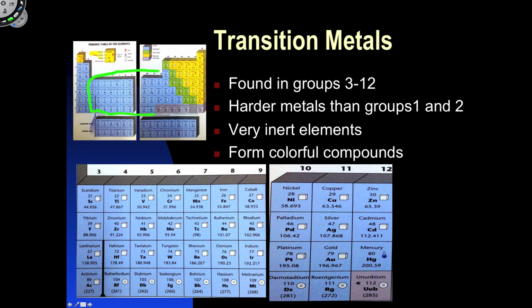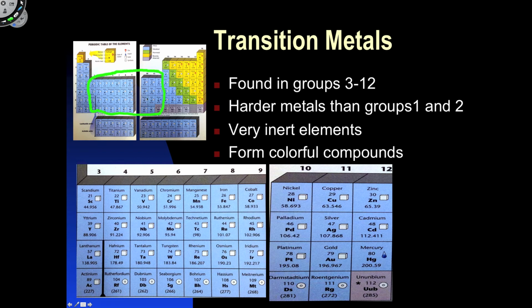And it's all the way around here. These are all considered transition metals. And the reason they're called transition metals is because we're moving from very metallic properties over to the nonmetals over here, non-metallic properties. So we're transitioning across. These are much harder than the alkali metals or the alkaline earth metals.